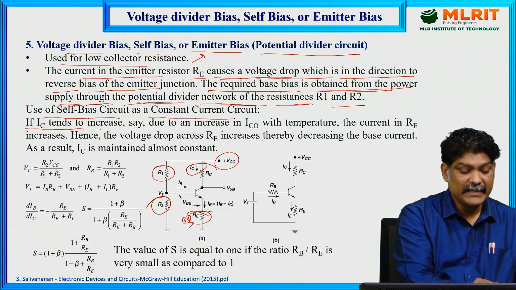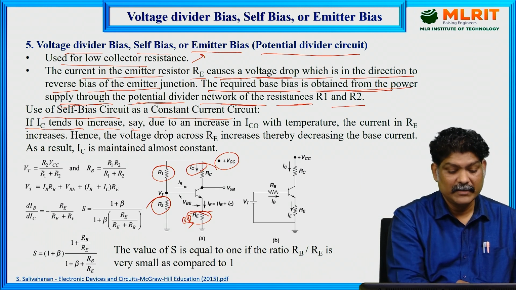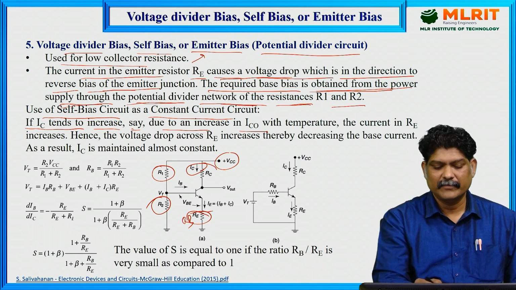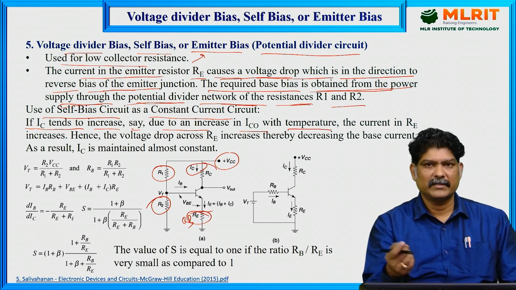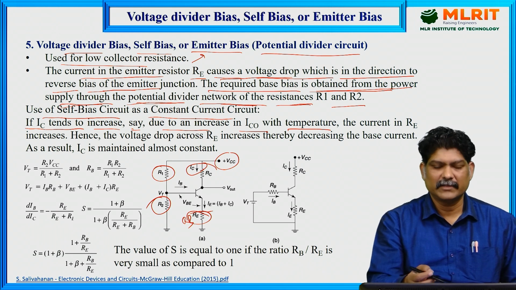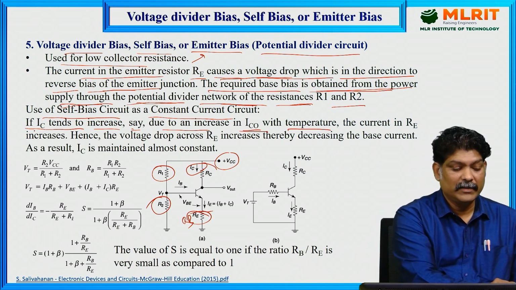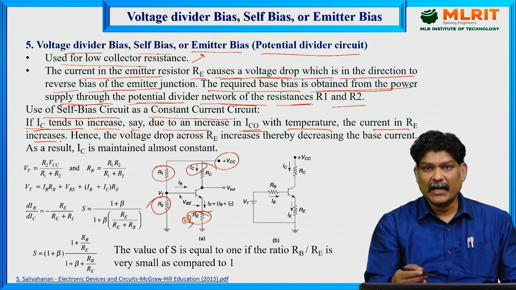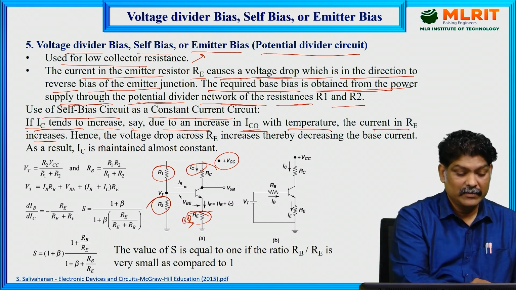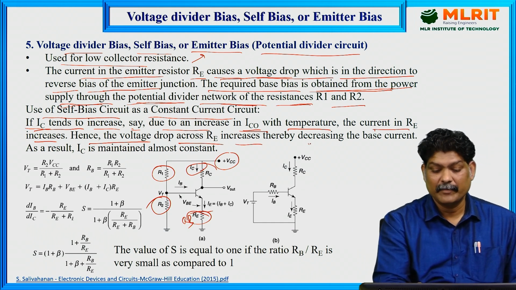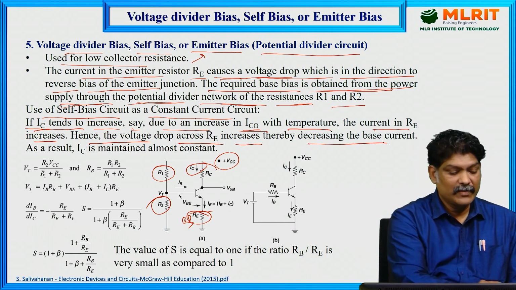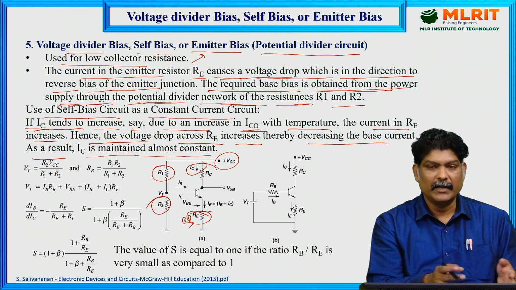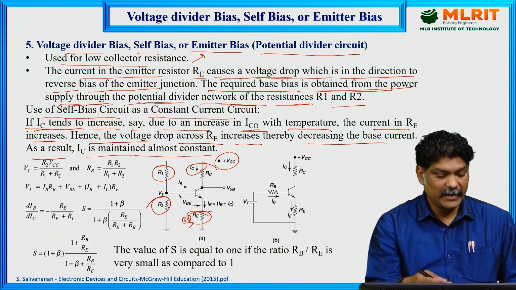Here, if IC tends to increase, say due to an increase in ICO, the reverse saturation current, which increases with temperature, because usually when temperature increases, the minority charge carrier concentration increases. So ICO increases, which in turn makes IC also increase. The current in RE increases, so the voltage drop across RE increases, thereby decreasing the base current. As a result, IC is maintained almost constant, if the base resistance is reduced.